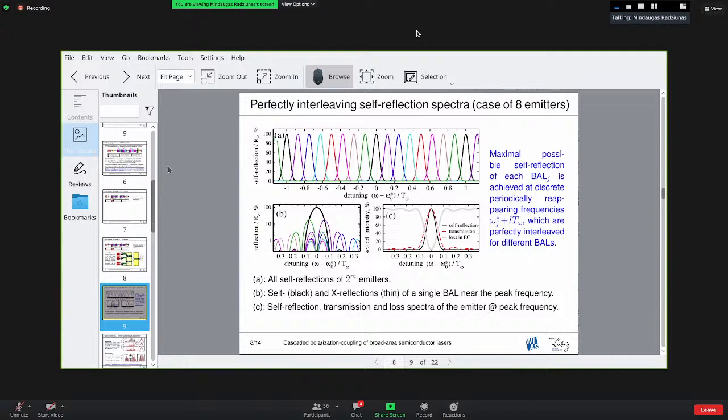Okay, it's not only self-reflection, there are also some cross-reflections, which you can see in panel B of the figure. The black line in logarithmic scale shows self-reflection, and the colored lines show cross-reflections from other lasers at similar wavelengths, if they emit at these wavelengths. Finally, the gray curve in panel C shows that if we are outside of this resonance frequency, we will have losses within the external cavity.